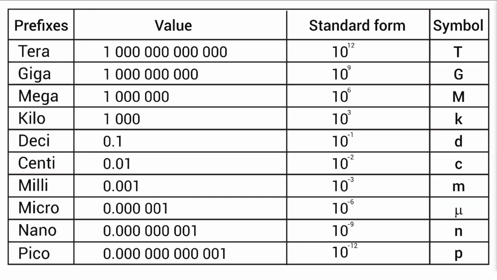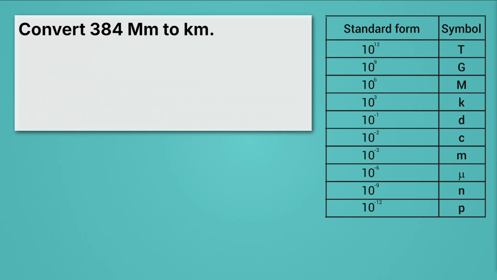Remember, our SI prefixes are these prefixes that make numbers bigger or smaller. Like tera means 10 to the 12th, or a trillion. Meanwhile, kilo means 1,000. Let's jump right into a practice problem using these conversions. Let's convert 384 megameters to kilometers.